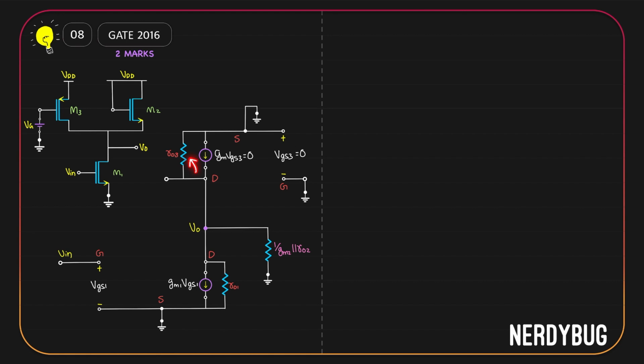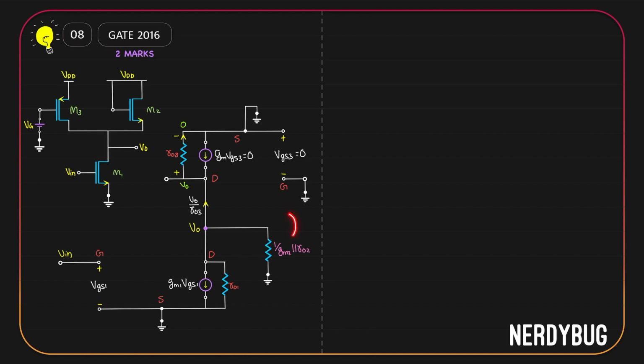Take a look at RO3. It has 0 potential on this end and VO on this end. So it has positive potential here and negative potential here. That means a current will flow through RO3 in this direction. Now the current across RO3, which has a potential VO across it, will be VO divided by RO3. Since this current is 0, VO by RO3 must have flowed like this. So over here, let us show the current VO divided by RO3.